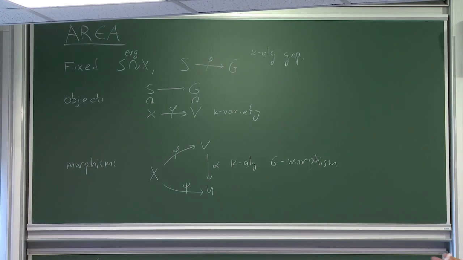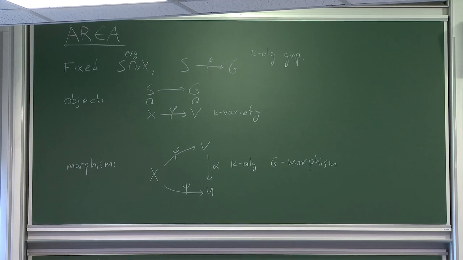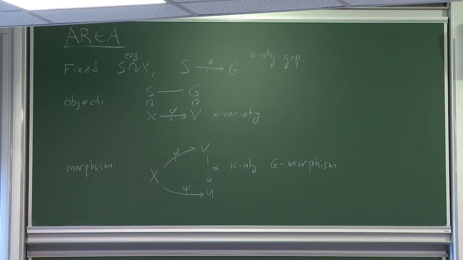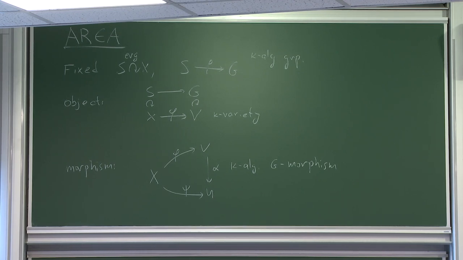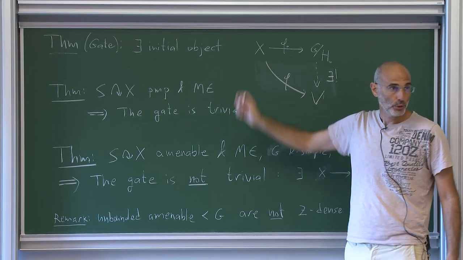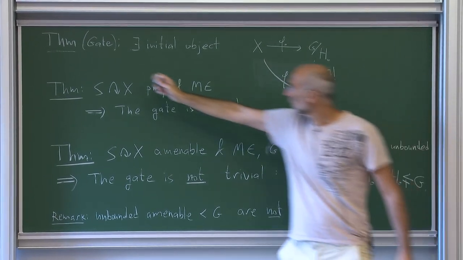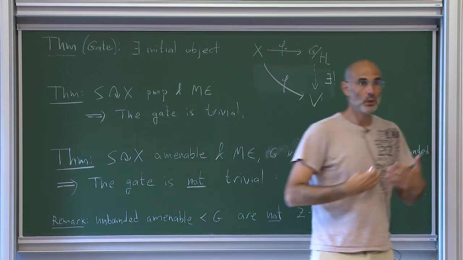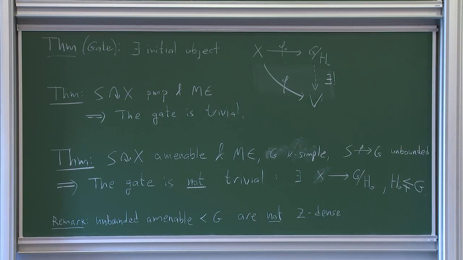So this is a nice category of representation, but the tension between complicated dynamics or ergodicity on one side and very simple dynamics that we have in the algebraic world creates the existence of an initial object in this category, that I didn't introduce a name for. Usually we call it the gate, because this is the entrance gate for X into the algebraic world.